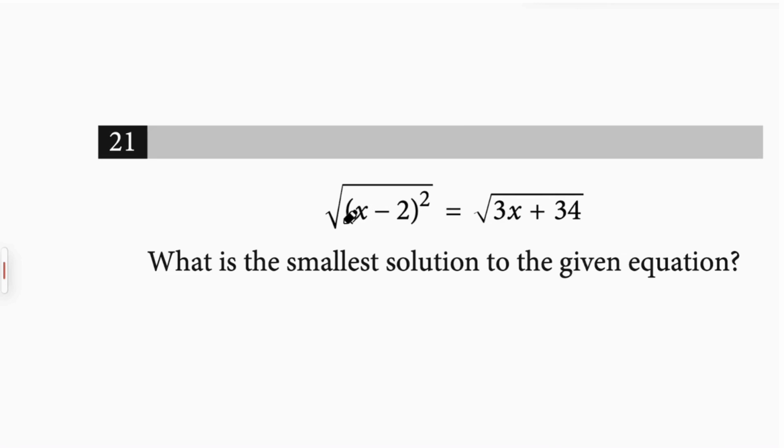Question 21. Square root of x minus 2 whole squared is equal to square root of 3x plus 34. What is the smallest solution to the given equation? Okay, that means we have to find the solutions. And whenever it says solution, that means we have to find the value of the variable, which is x here. And then check which is the smallest one. Because I have less space, I'm starting from here.